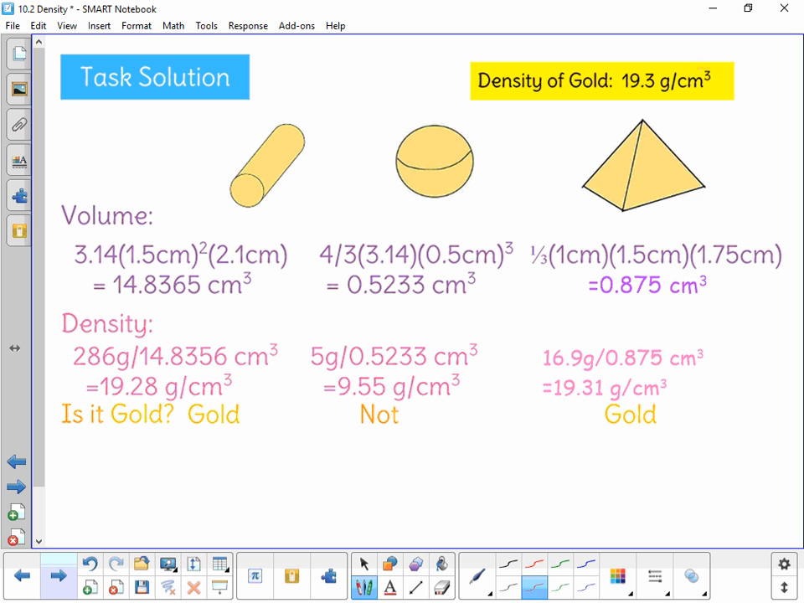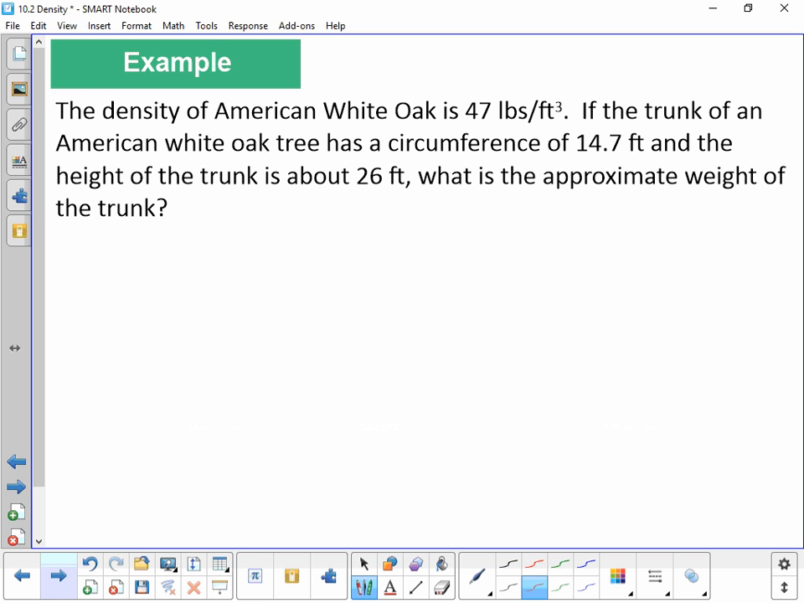So here's a summary for our 3 shapes. The first one, the cylinder, was made of gold. The second one, the sphere, was not. The third, the pyramid, was made of gold.